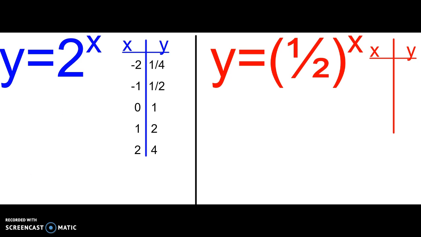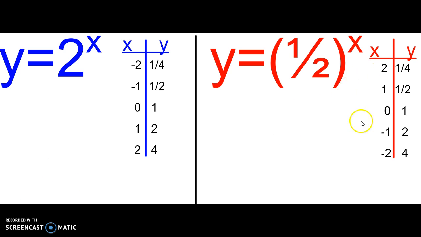Okay, so I went ahead and filled in some of these values. I just have to figure out what 2 to the negative 2 is. That's 1/4. 2 to the negative 1 is 1/2. 2 to the 0, anything to the 0 is 1. 2 to the first is 2. 2 squared is 4. So I filled in the chart. And then I can just graph it.